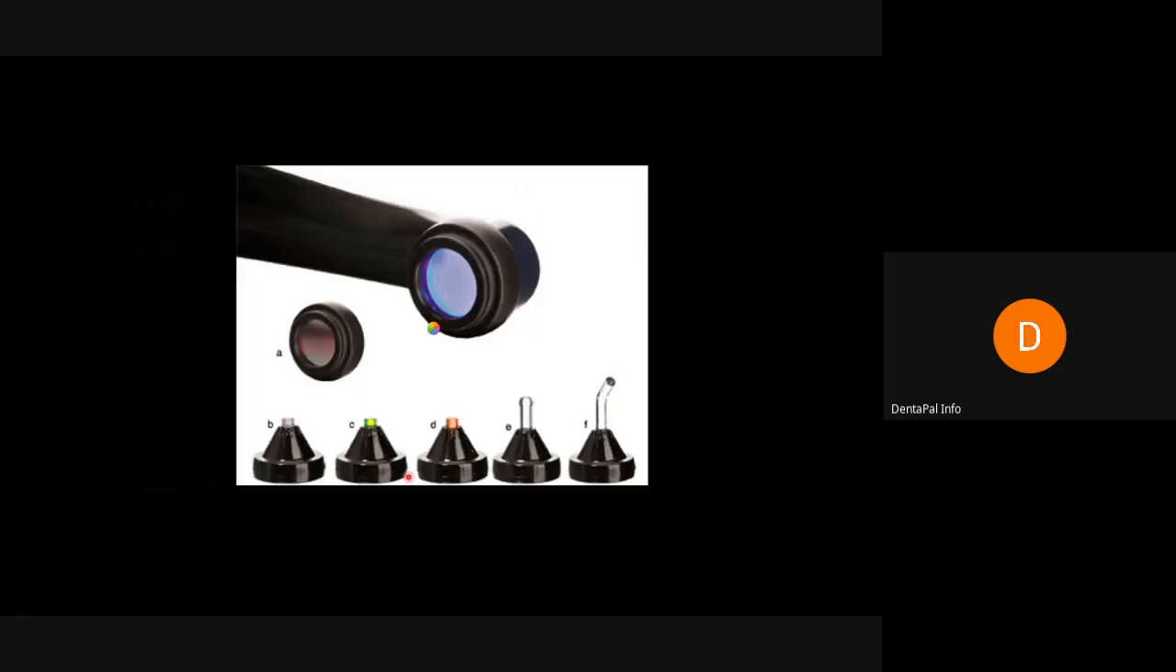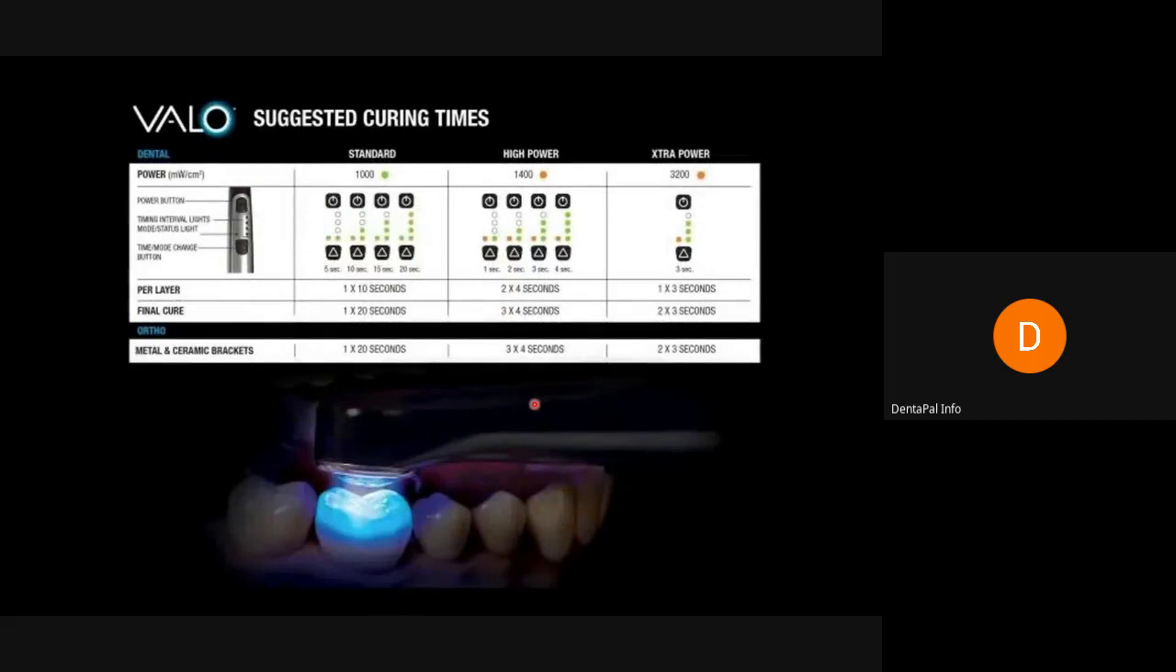Also, some machines in the market have special filters. Like I can have a filter that helps in diagnosis of caries, a filter that can help in diagnosis of cracks. I can have a filter that helps in shade selection, and I have different tips to help in polymerizing specific areas, like if I'm curing the composite under orthodontic brackets, or if I'm curing the veneers. So it could be with different tips.